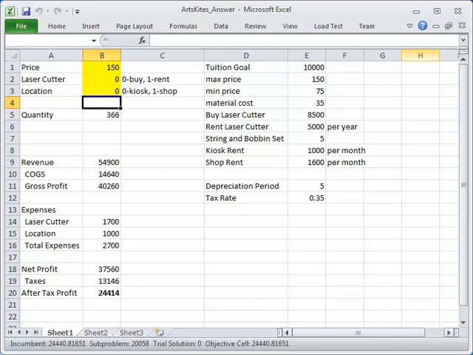Now this is going to go off and try all of these combinations and come back with the answer. Now I have already found the answer. For this model, it's a fairly simple model. The answer is $150. Buy, don't rent, and rent the kiosk and not the shop. So this is Art's Kites. Try to take a look at what you've learned here and apply it to the other cases for this week.